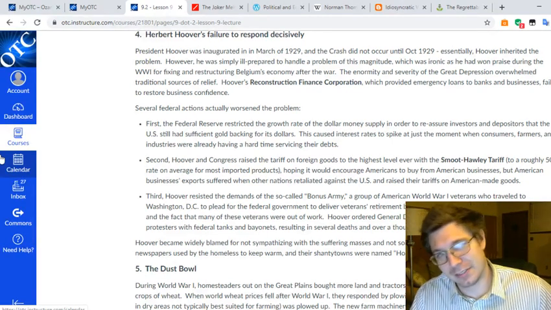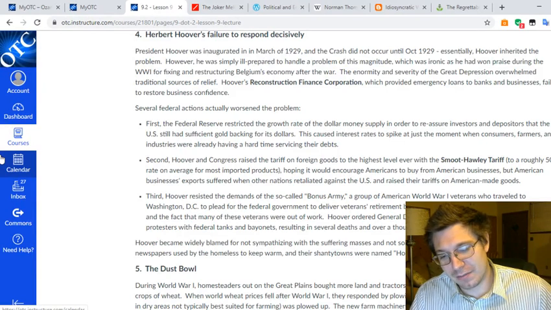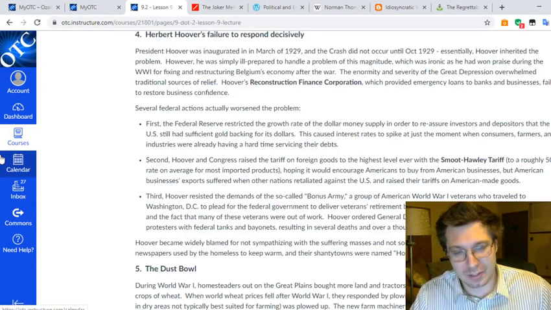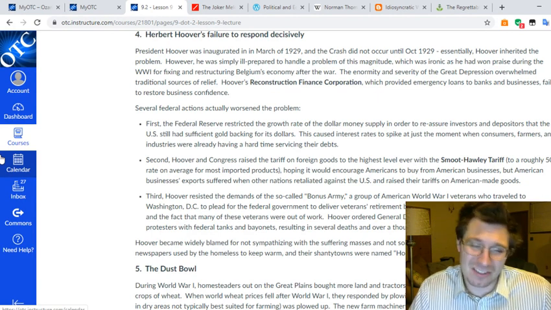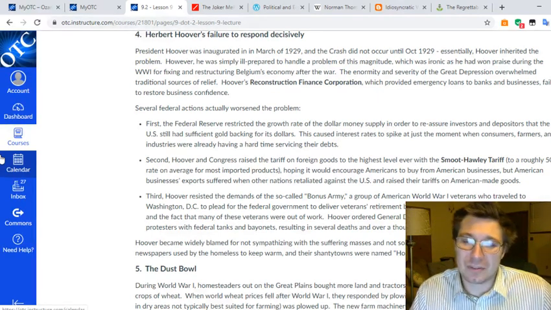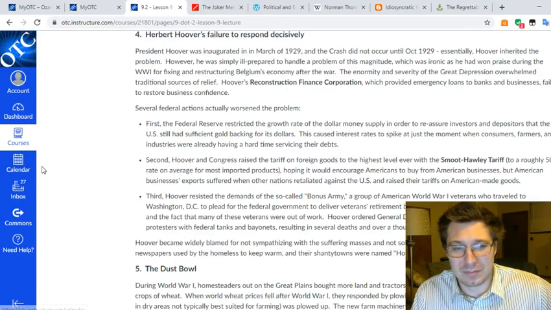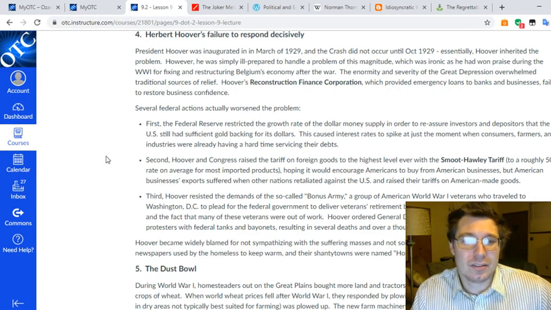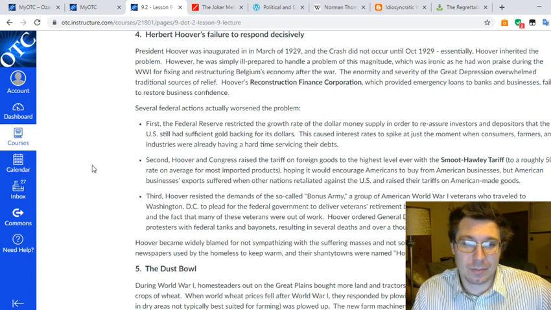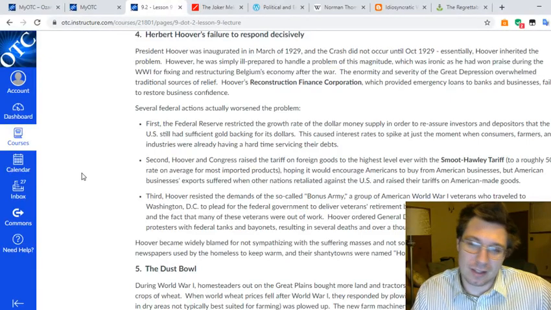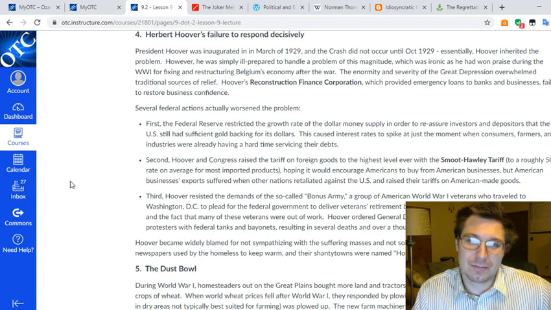So what American companies gained from having more sales to American consumers, they lost just as equally from having fewer sales to foreign consumers. It was kind of a wash, really. And it definitely didn't help the whole debt system in Europe. It really destabilized that. So in hindsight, it probably was not a good idea to pass this higher tariff.